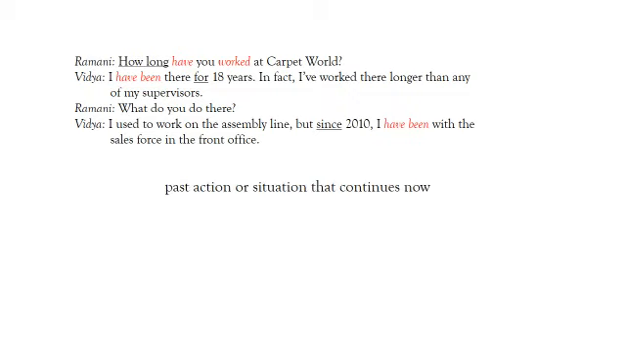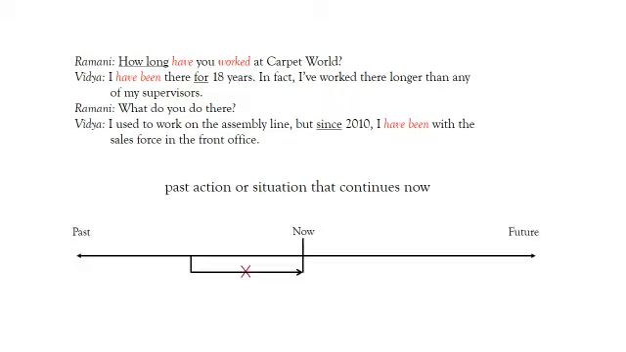So if you look at this, we are talking about a past action or situation that even continues now. On the diagram, Vidya started working at the carpet world at some point in the past, and then she has continued to work there till now. Even in the future, she might work there. But now the focus is on the starting point in the past and the fact that it has continued up to the present time.